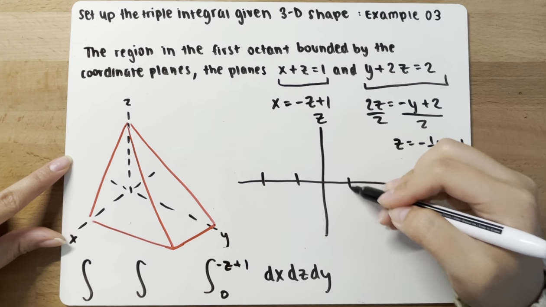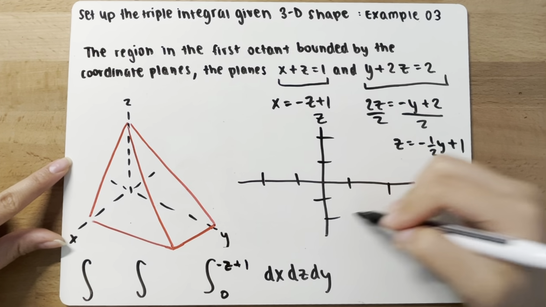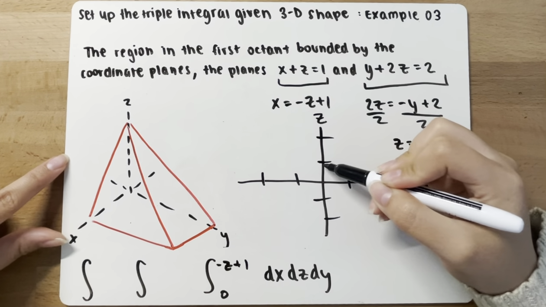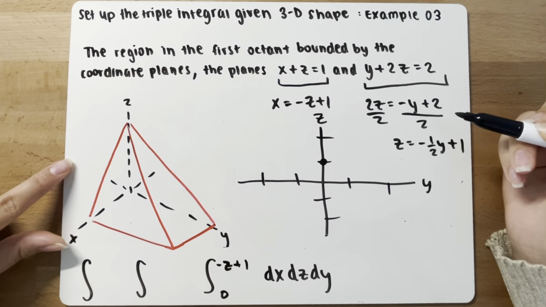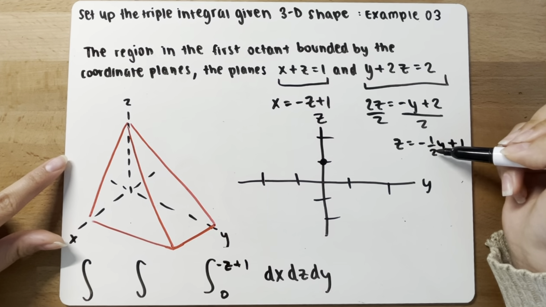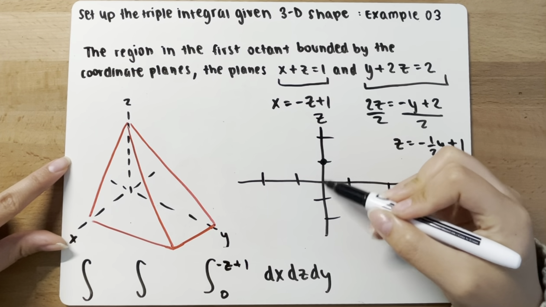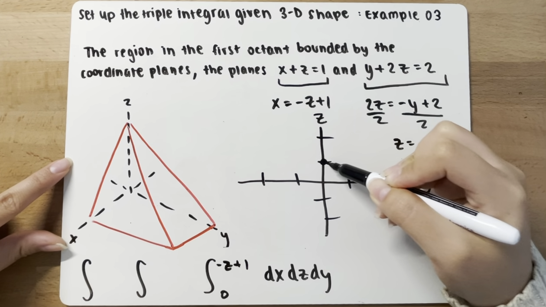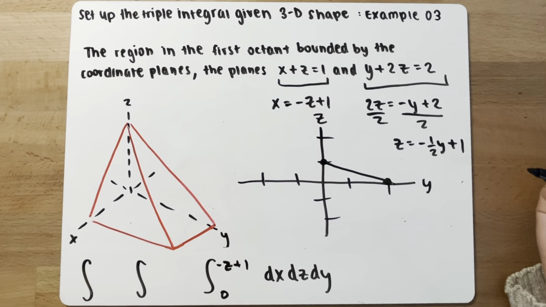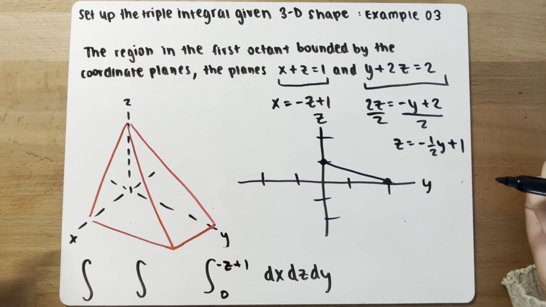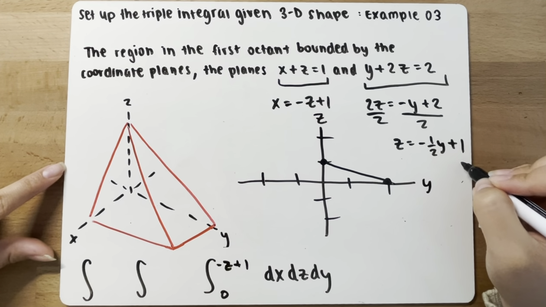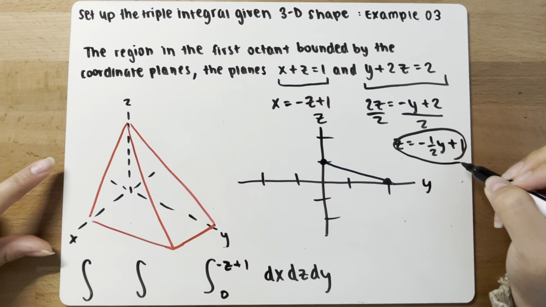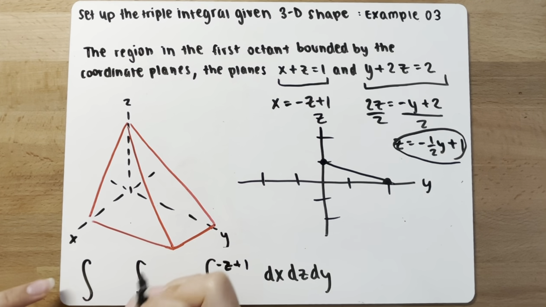Now add your points. The z-intercept is 1, so the z-intercept is here. And the slope is negative 1/2 y, so rise negative 1, run 2. You get this line. Now, back to the boundary for dz. We solve for z here, therefore the boundary for dz is negative 1/2 y plus 1.